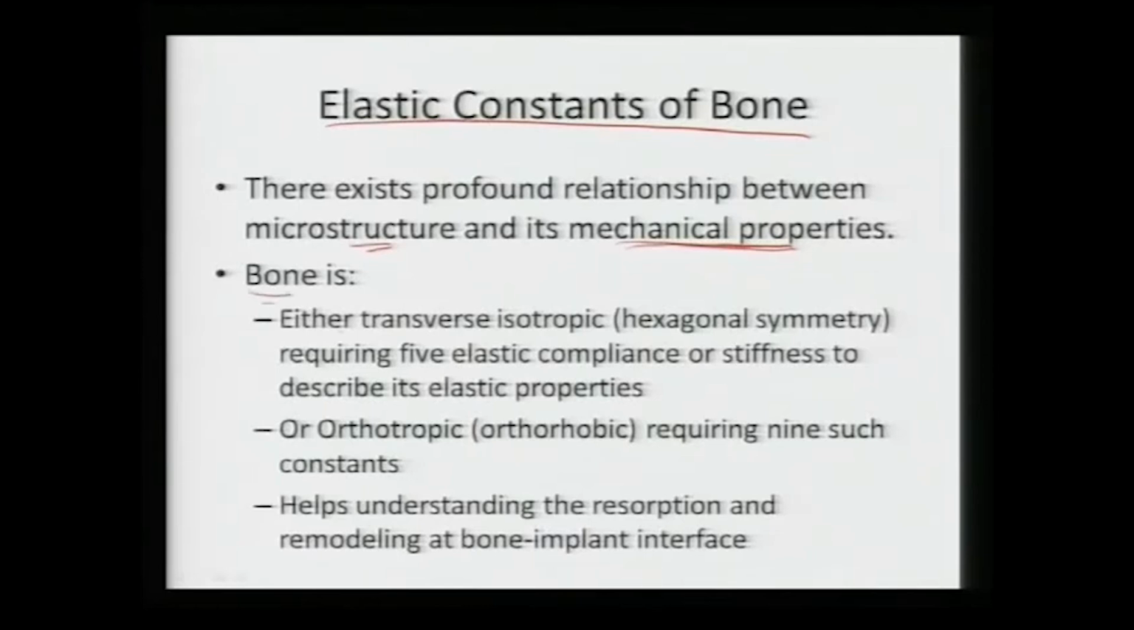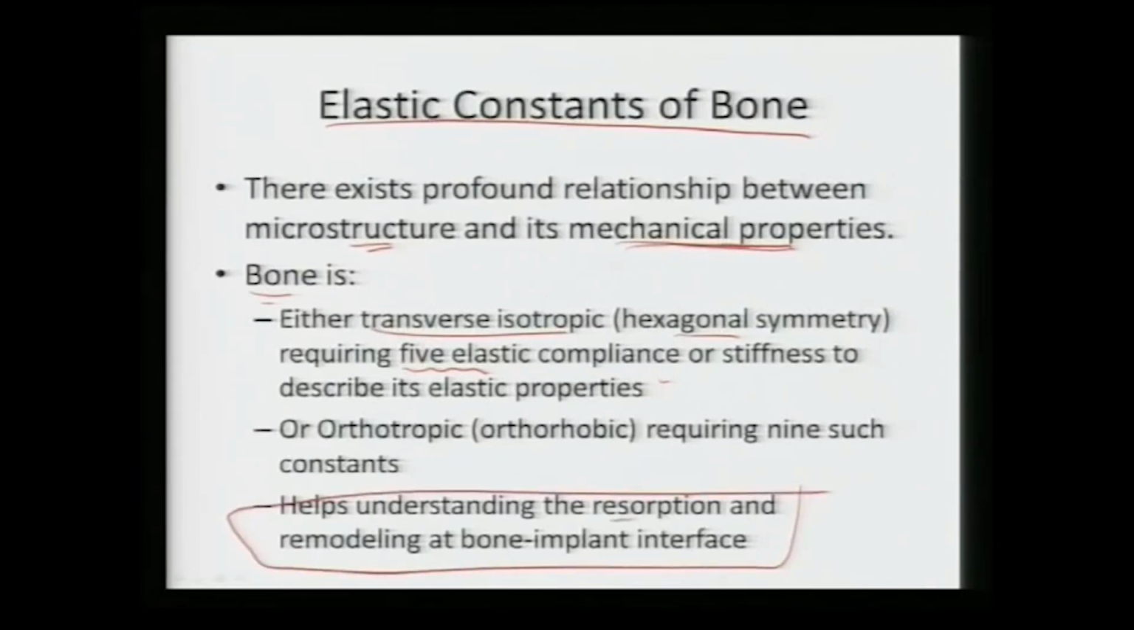So bone is considered either transverse isotropic, because of its hexagonal symmetry, and for that it requires 5 elastic compliances or stiffnesses to describe its elastic properties, or it is considered orthotropic, requiring 9 such constants. This helps in understanding the overall resorption and remodeling at the bone implant interface. If we are able to identify the overall elastic properties, we can understand how bone resorption or bone remodeling will occur at the bone implant interface.